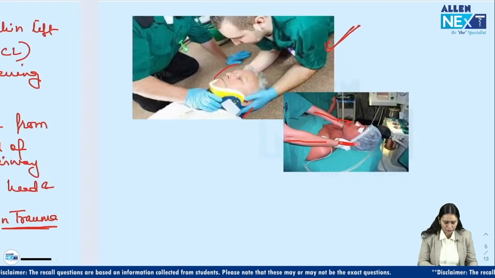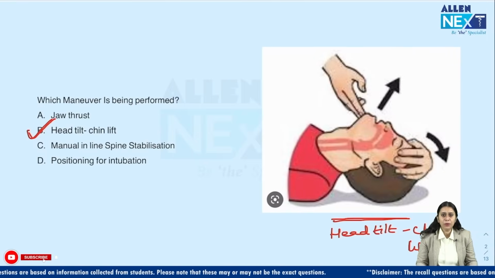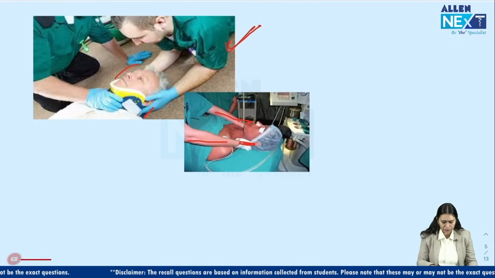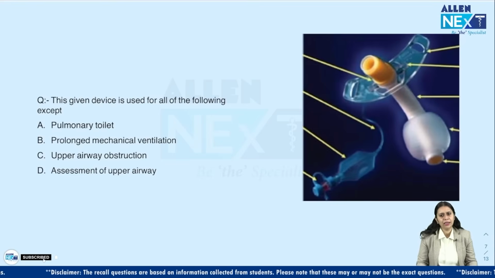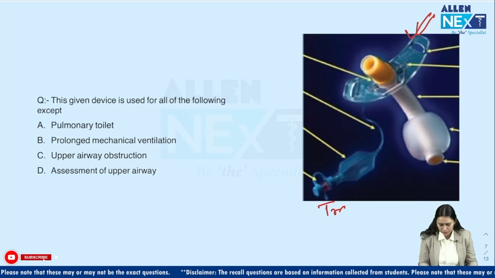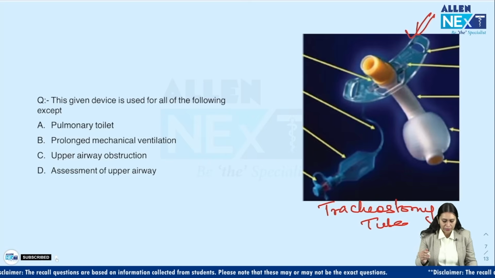So we have discussed the first question, the image based question. The image was given and they asked the maneuver. This maneuver is head tilt, chin lift. Okay. So coming on the next question. Next question was again an image based question. They gave the image of this device. What is this? I hope all of you must have recognized it. It is tracheostomy tube. Right? And they asked what is the indication of using these devices?